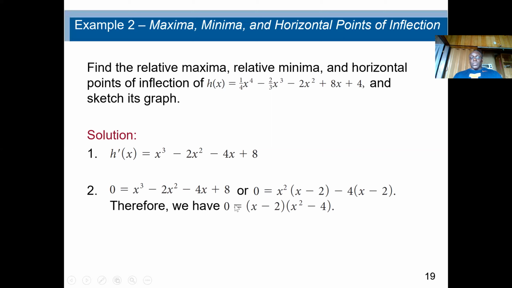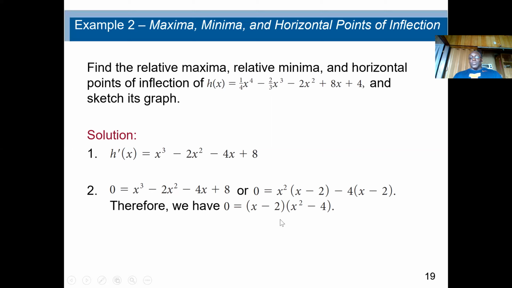When we equate it to 0, we factorize our equation. Here we factorize by grouping. Again, this is pre-calculus. We divide the equation into 2. x squared is common here, so we get x squared times (x minus 2). Here 4 is common, and we get minus 4 times (x minus 2) also. So finally, we get (x squared minus 4) times (x minus 2), and that's what we have here.